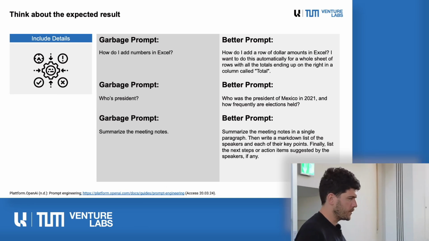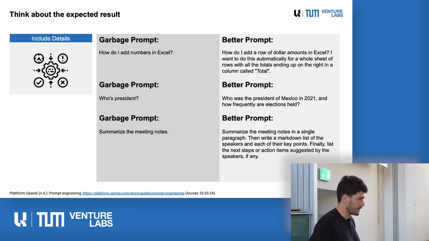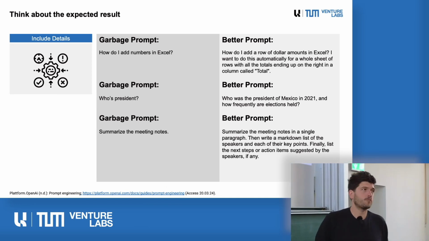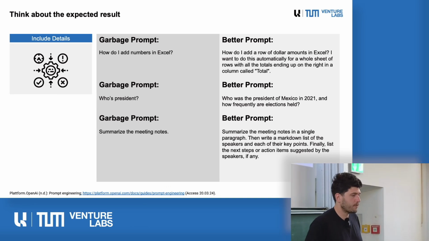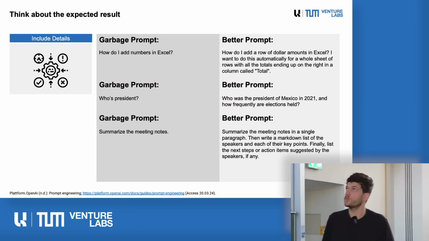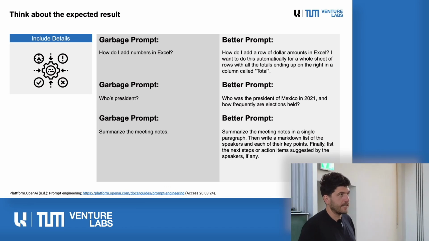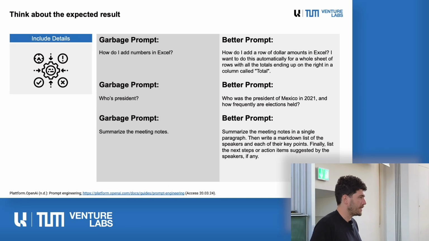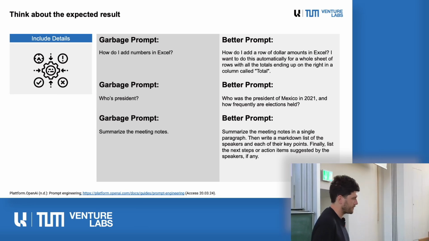What do we want to do with the information? What is the context information? Who's president, for example? What should an AI do with that? What president, when, of what country? Whereas the better prompt, of course, is: who is the president of Mexico in 2021, and how frequently are the elections? So give it something to foresee the expected results.